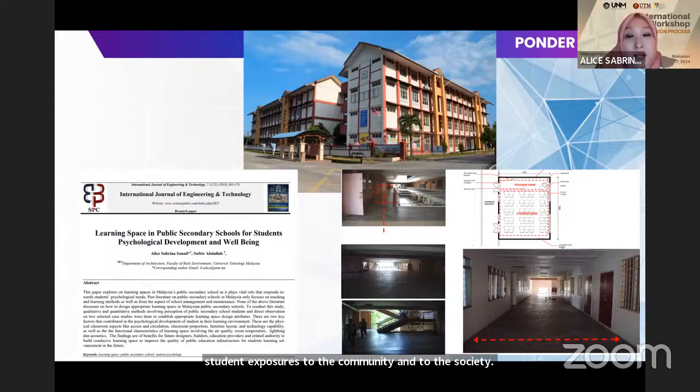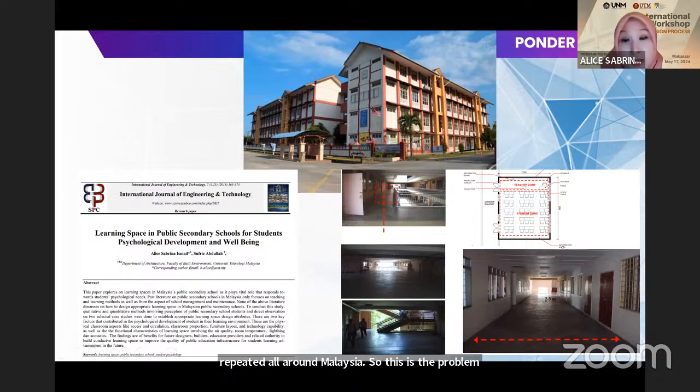Because when schools are designed in a rigid manner, like you can see, if you read my paper, I talk about learning spaces in public secondary schools, where I did research on a few designs and compilations of schools in Malaysia, and all of them look the same. Whether you are in the northern states, the middle states, or the southern states, all of the schools are designed in a very rigid form, a prototyping modular that is repeated all around Malaysia.